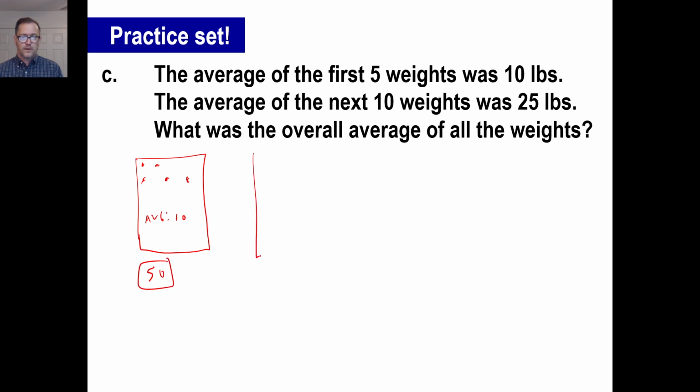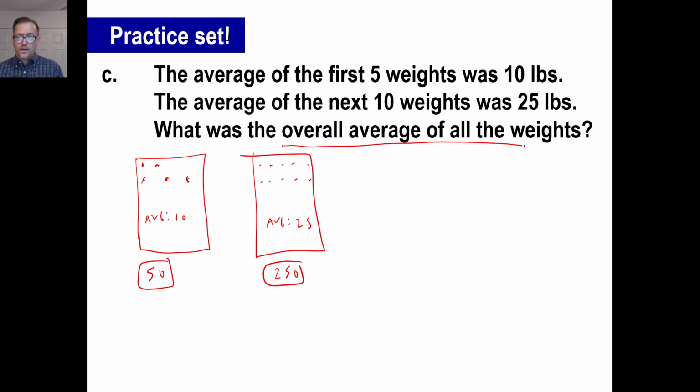Okay. Here's our other one. Got a bunch of weights. Okay. And there's 10. 1, 2, 3, 4, 5, 6, 7, 8, 9, 10 weights. All right. Their average is 25. So you tell me how much weight is on that entire, let's say it's one corner of the weight room or whatever. What's the total amount of weight in that weight room right there? 250, right? So the total weight is 250. That's 25 times 10, right? What's the overall average of all the weights?